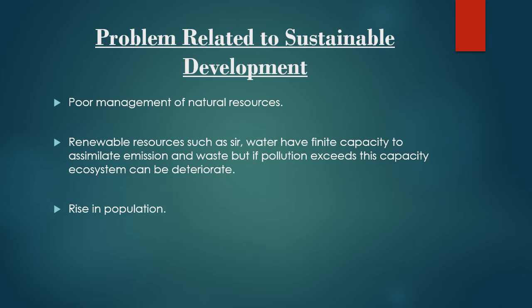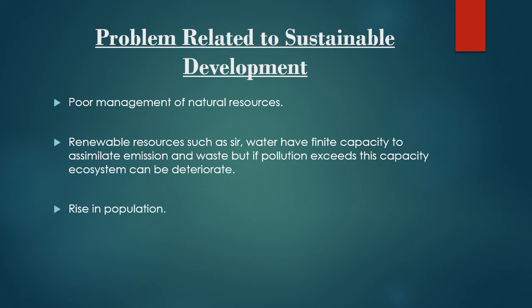Next problem is rise in population. So the impact of so many humans on the environment takes two major forms: consumption of resources such as land, food, water, air, fossil fuel, and minerals; and waste products as a result of consumption, such as air and water pollutants, toxic materials, and greenhouse gases.